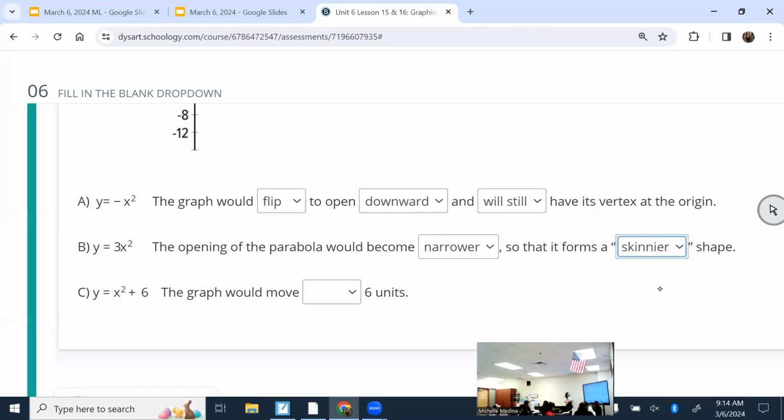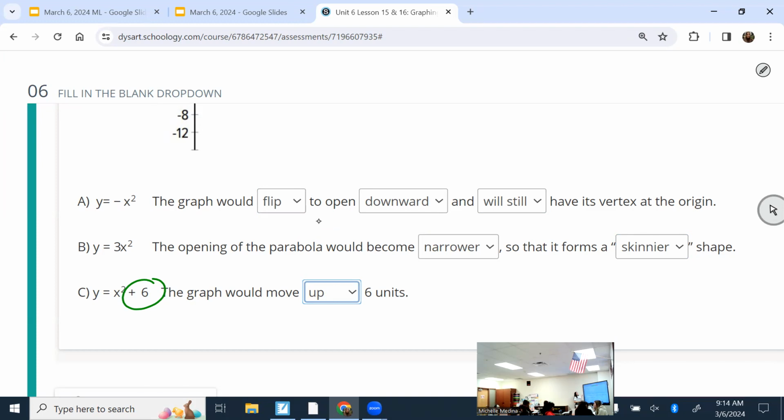Last one, it's x squared plus 6, so we're changing, and you can think of it two ways. We're changing the c in standard form, or we're changing the k in vertex form. Both have the same effect. Adding 6, does it move it up or down, or left or right? It moves it up, because it's after the squared part.